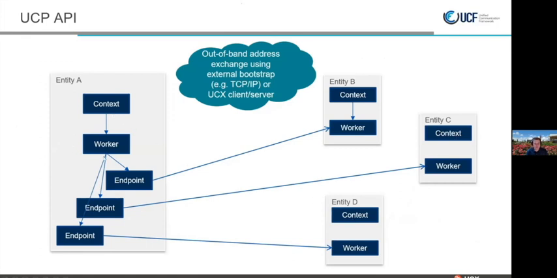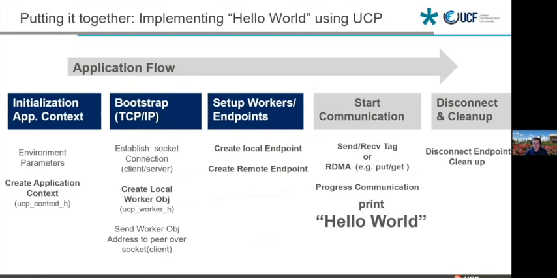A will create a worker, and then you'll get an address from this worker, share it with these different entities where they've all created workers. So basically we use get address here, send it to B, and then B can set up its own worker, and you use that to create an endpoint between A and B. And then we do this multiple times to set up endpoints between entity A and all the other nodes.